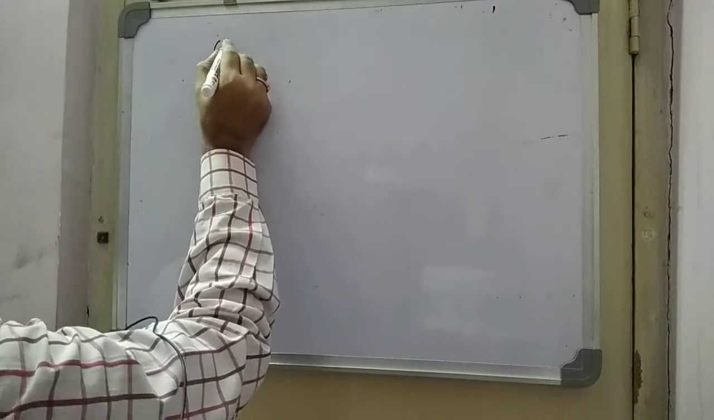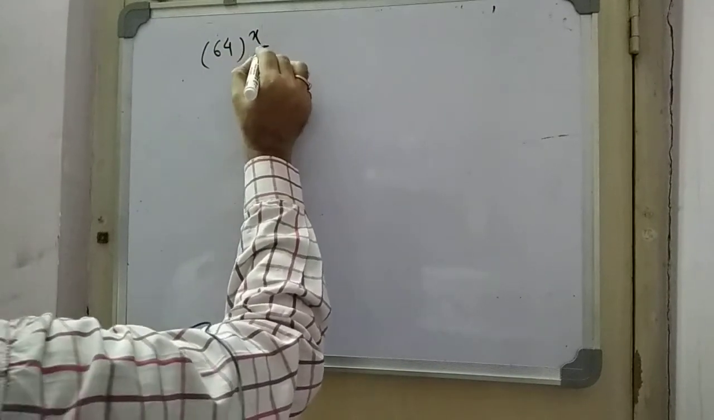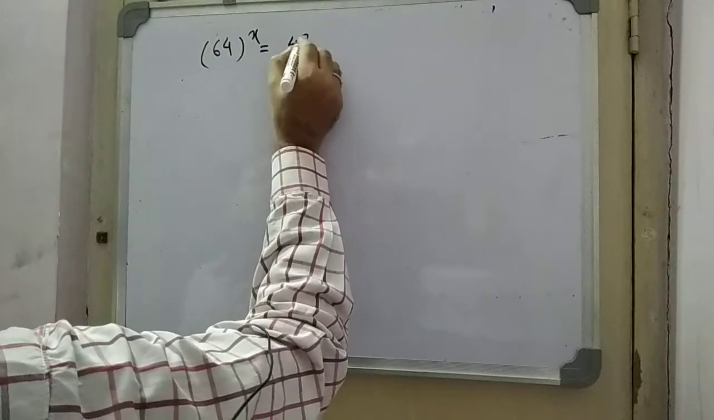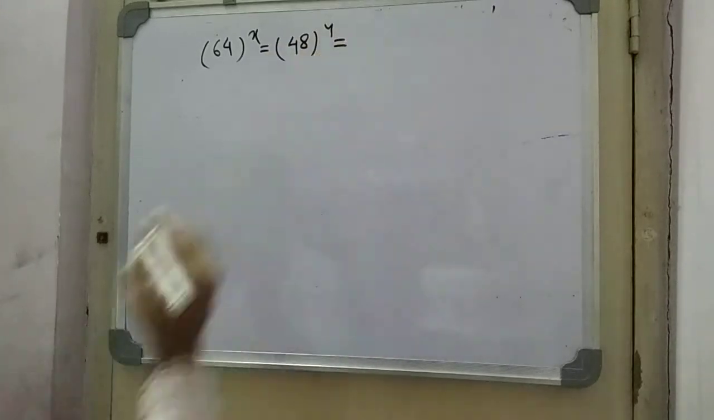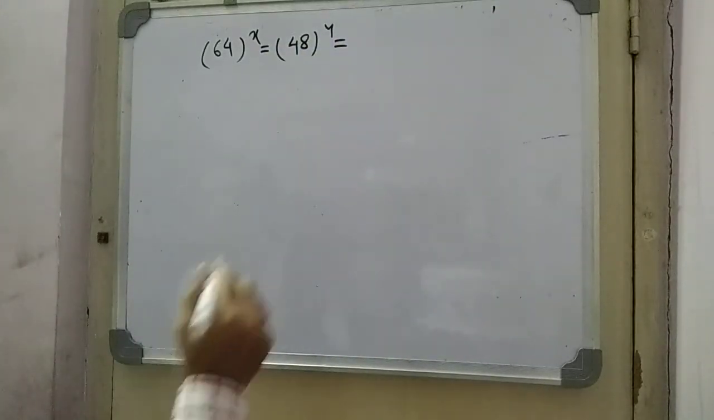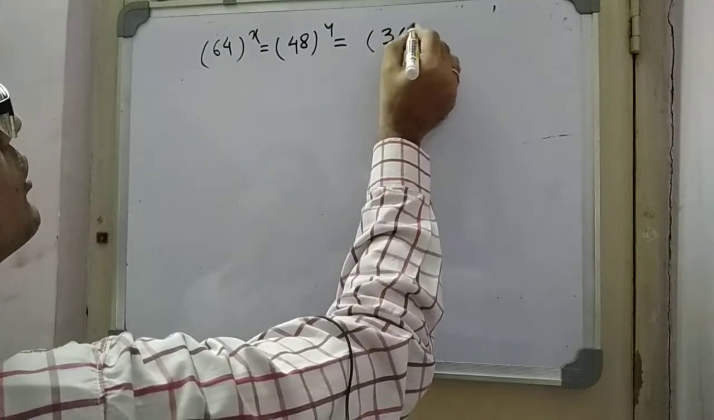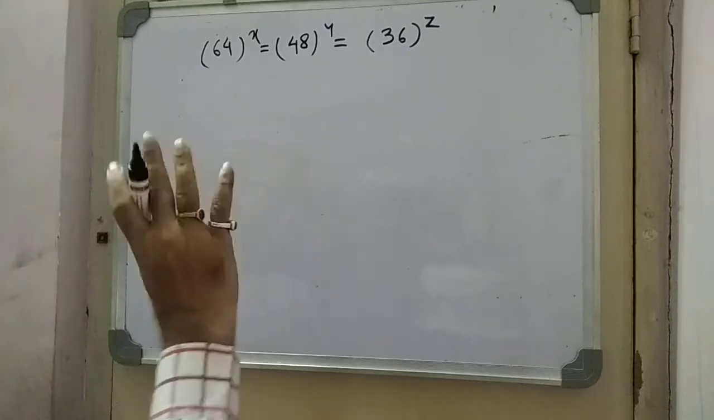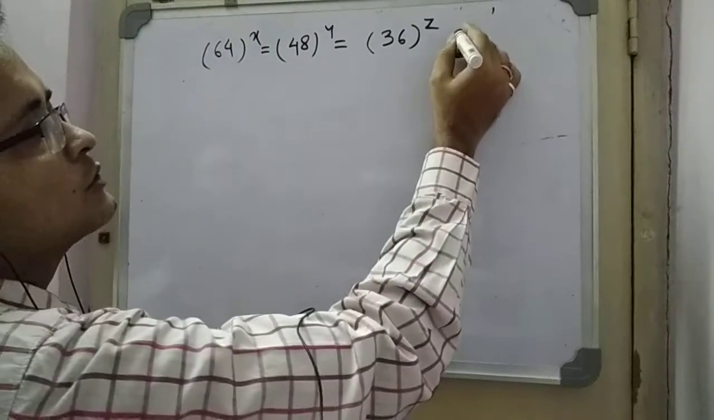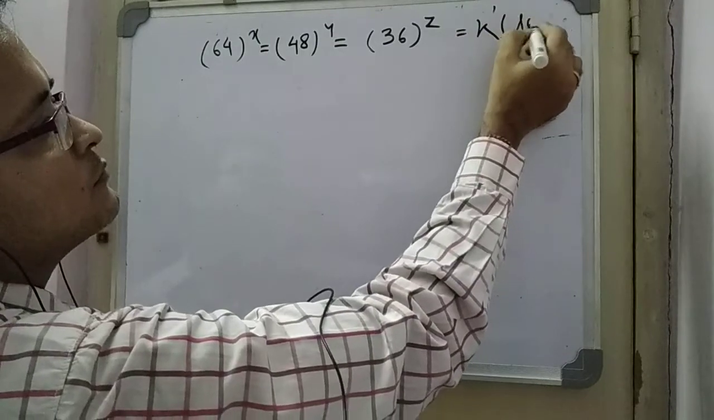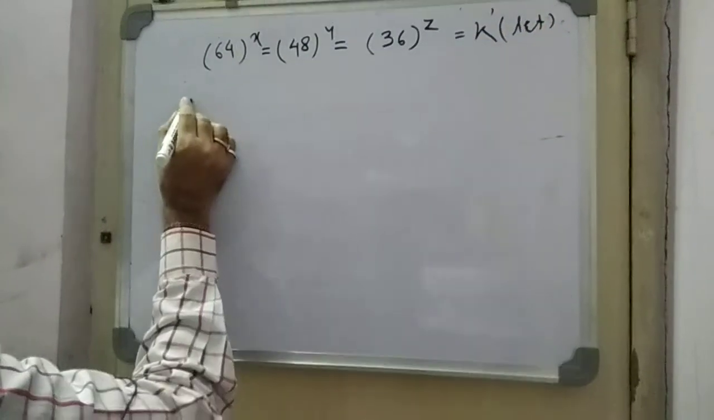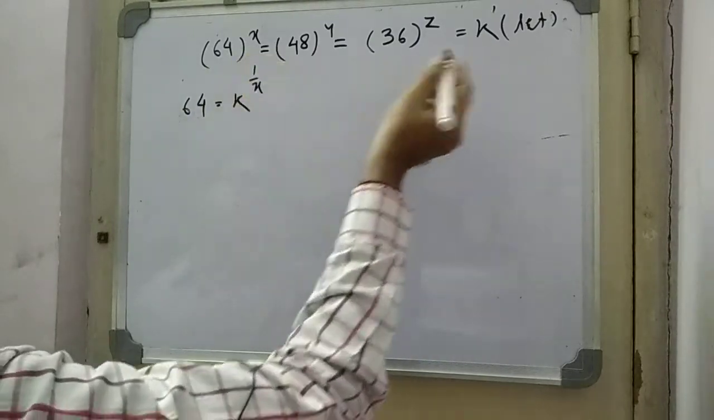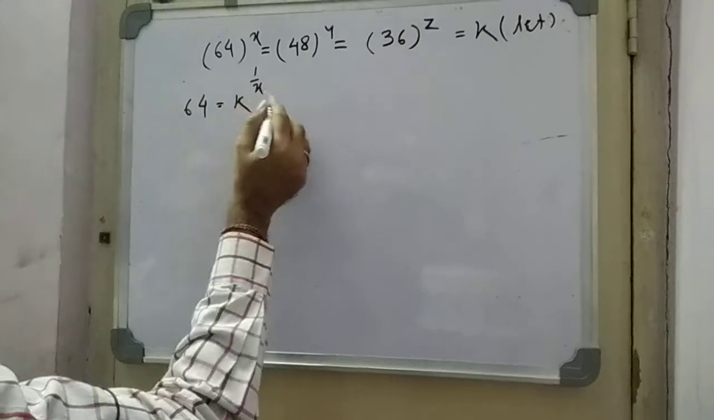Another problem, 64 to the power x equal to 48 to the power y equal to 36 to the power z. It is given. Now you have to find the relation between x, y and z. So let it be k. So now you know this. 64 to the power x equal to k, that means 64 equal to this.